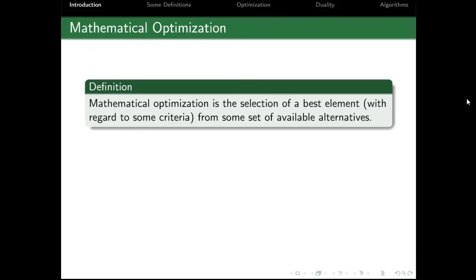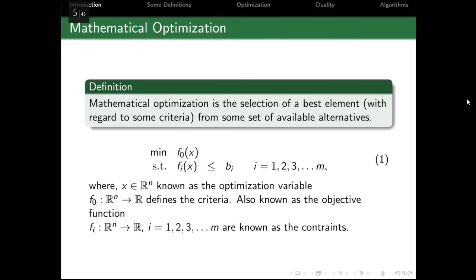What is mathematical optimization? Mathematical optimization, according to Wikipedia, is the selection of a best element with regard to some criteria from some set of available alternatives. Now, let us look at the mathematical formulation for the same.